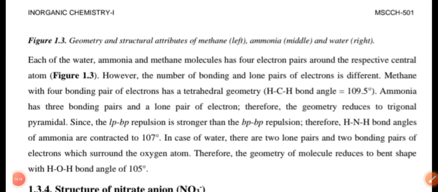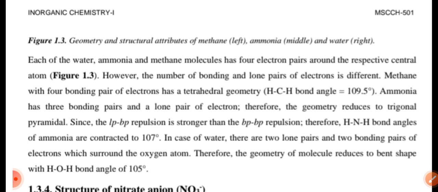Figure 1.3: geometry and structural attributes of methane (left), ammonia (middle) and water (right). Each of the water, ammonia, and methane molecules has 4 electron pairs around the respective central atom. However, the number of bonding and lone pairs of electrons is different. Methane, with 4 bonding pairs of electrons, has a tetrahedral geometry, with HCH bond angle 109.5 degree.